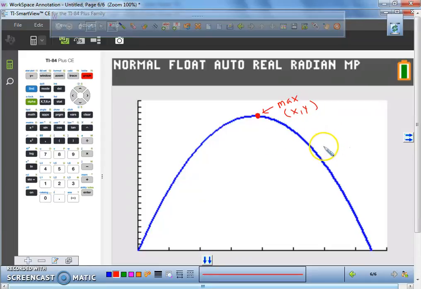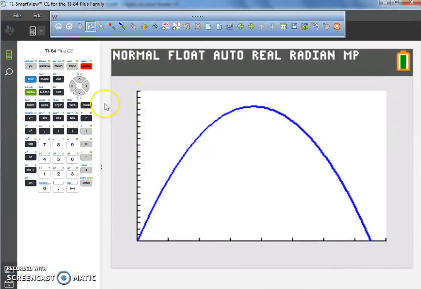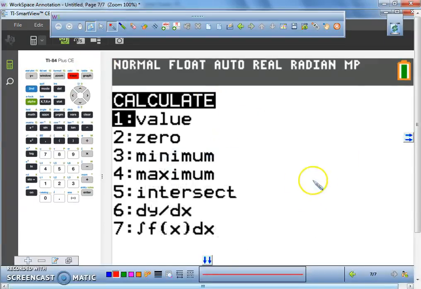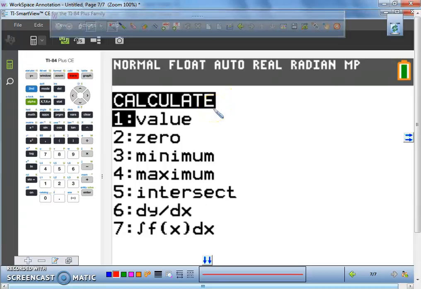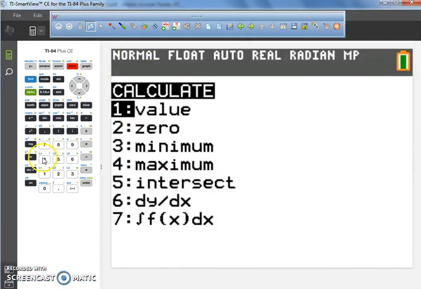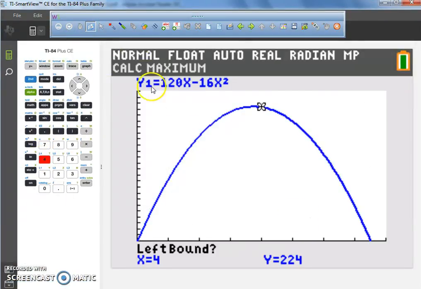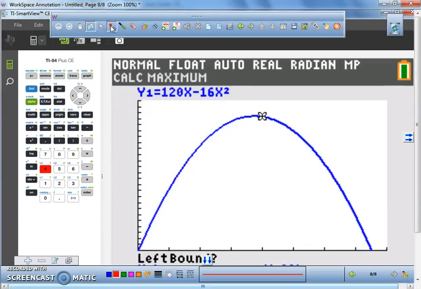Here's the instructions. I want you to hit the second button on your calculator and hit the trace button on your calculator, and that will take you to what's known as the calculate screen. So I will do it right here. I'm going to hit second, trace, and once again it brings you to the calculate screen. What are we going to try to calculate in this particular case? The maximum. We're looking for the maximum. So hit number 4. Now other than hitting that, don't do anything else.